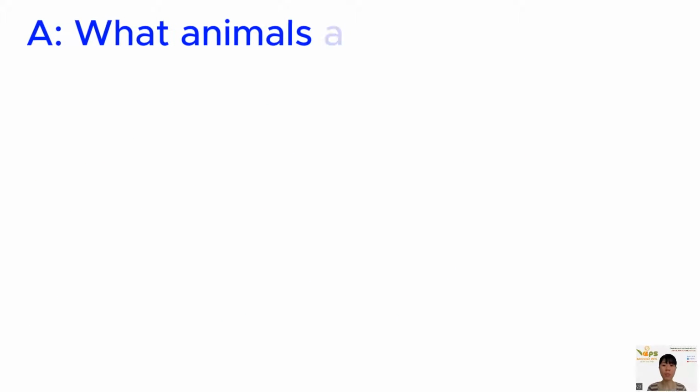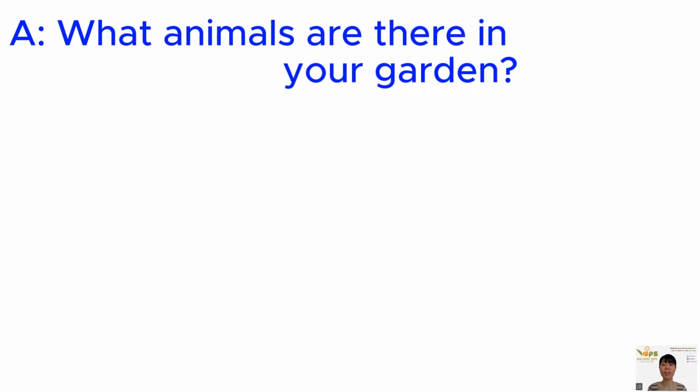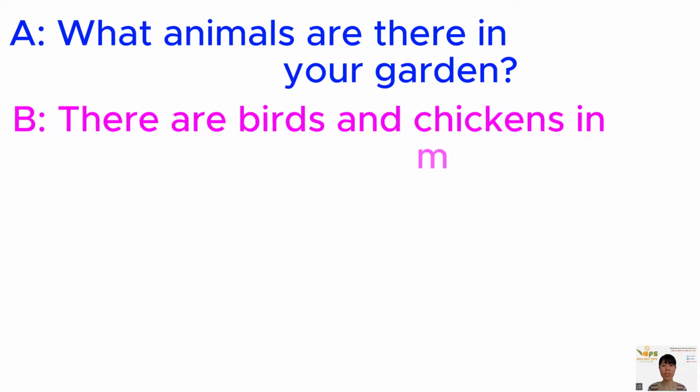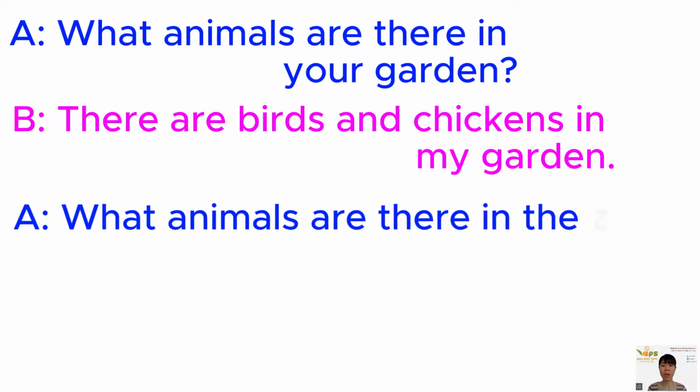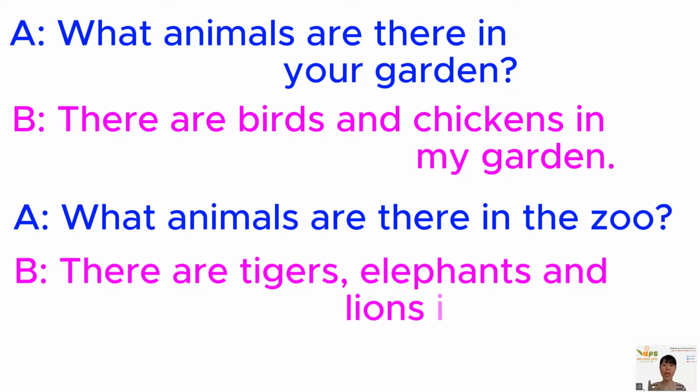What animals are there in your garden? There are birds and chickens in my garden. What animals are there in the zoo? There are tigers, elephants and lions in the zoo.